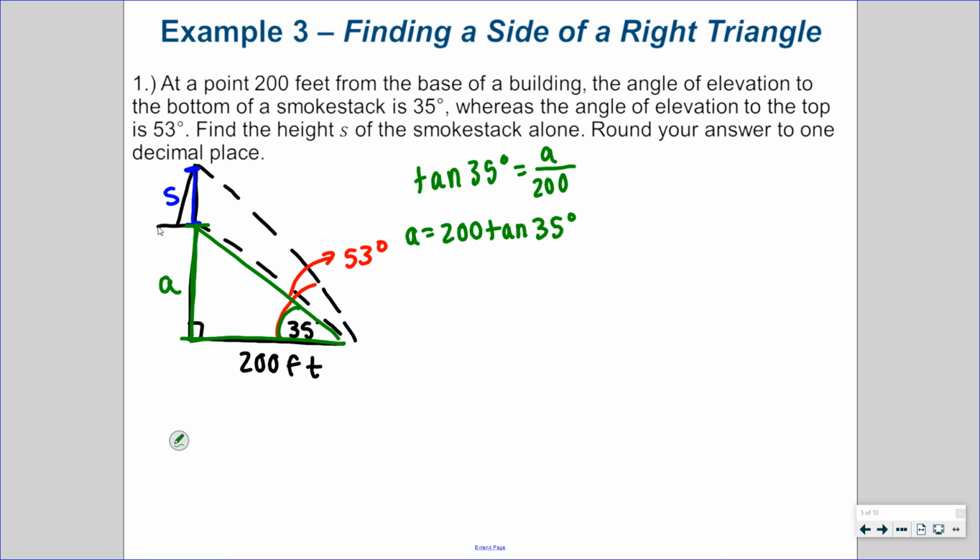Okay, then I have this bigger triangle here. Still a right triangle, where my angle of elevation is 53 degrees. I can take the tangent of 53 degrees. What would my opposite side be in this case? Of this triangle, what would my opposite side be? A plus S, good, or S plus A, doesn't matter. A plus S, good, over 200. Okay, so times those sides by 200.